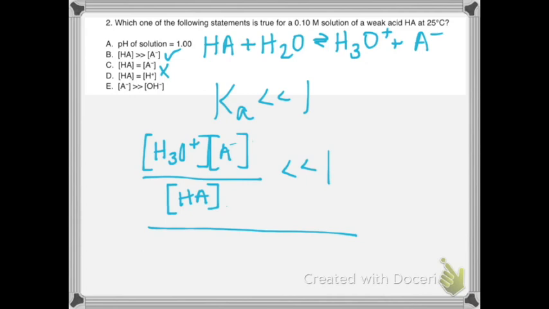E could be confusing because we know actually that the amount of A minus is equal to the amount of H3O plus, but that's different from hydroxide. And we don't even have hydroxide in our expression here, so we can cross that one off, making B the correct answer. And that will be true for any weak acid. Okay, so this one's more conceptual.